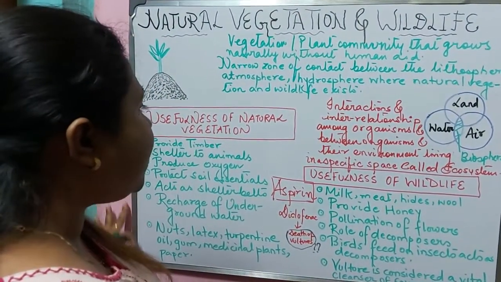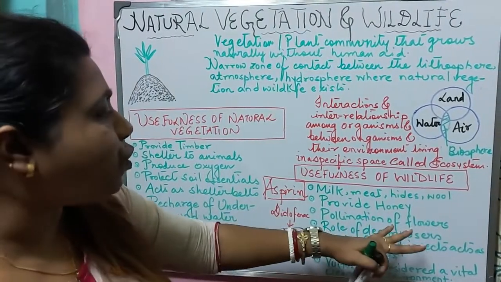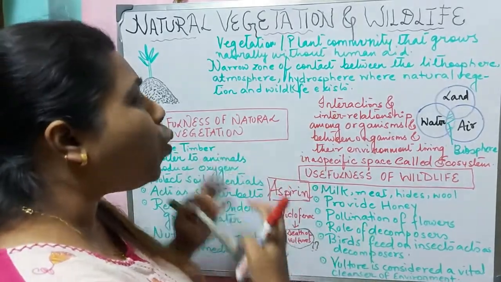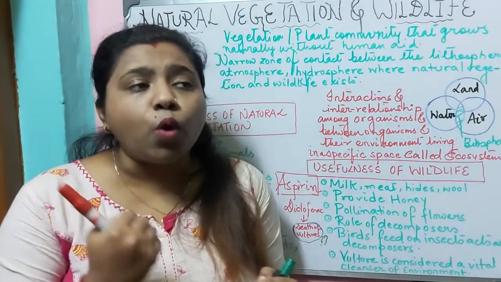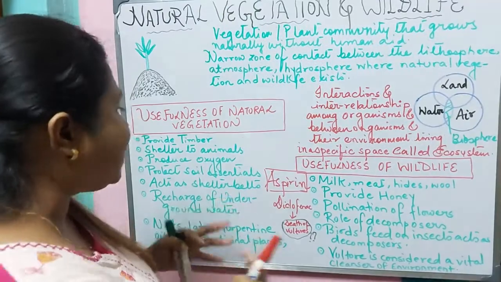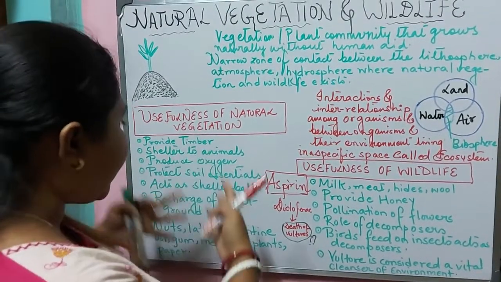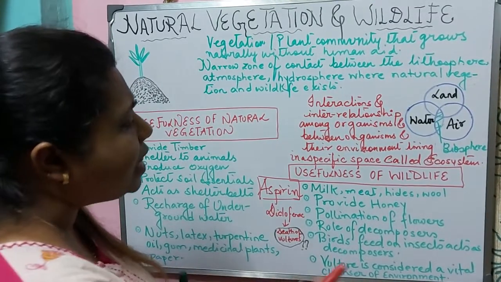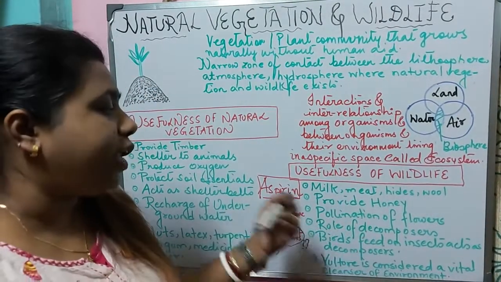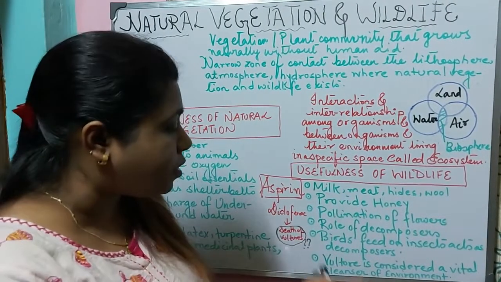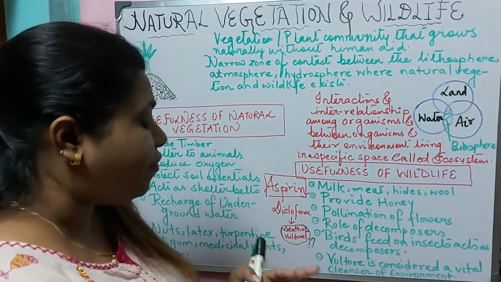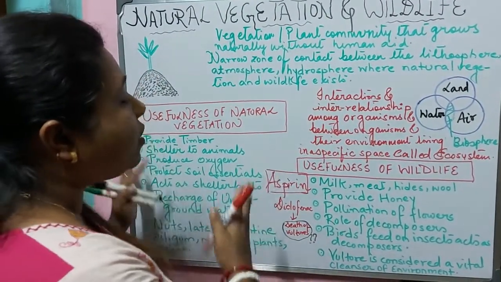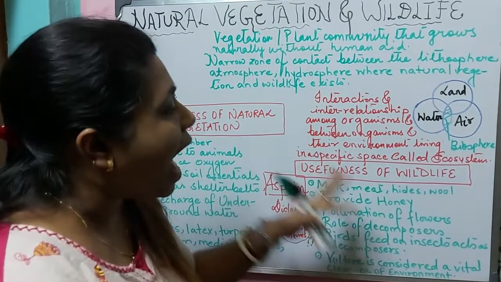So what are the usefulness of natural vegetation and what are the usefulness of wildlife? I hope all of you understood. So wildlife and natural vegetation both are very important and both provide us with so many things like timber, oxygen. They protect the soil, they recharge groundwater, provide us with latex, nut, milk, meat, honey, help in the pollination of flowers, act as decomposers. Vultures, which are a very vital cleanser of the environment, are also referred to as scavengers. All these are the usefulness of natural vegetation and wildlife.